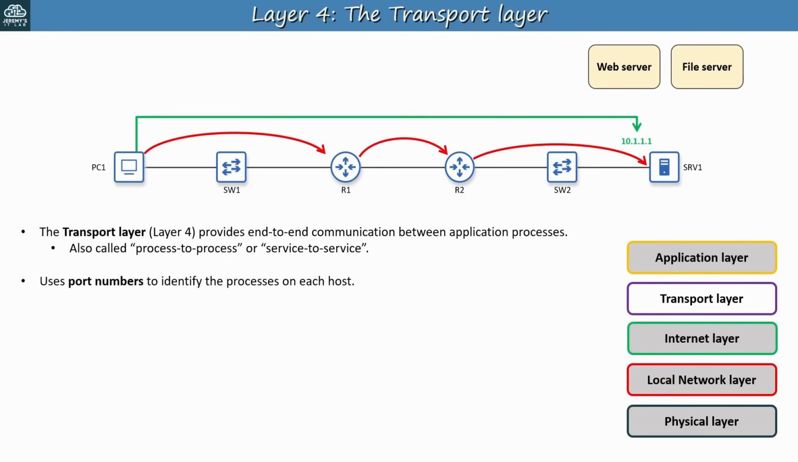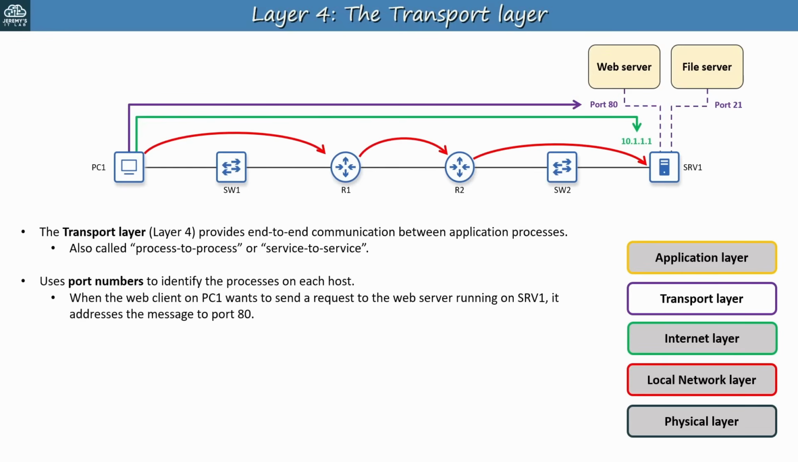This layer uses port numbers to identify the processes on each host, such as port 80 for the web server and port 21 for the file server. So when the web client on PC1 wants to send a request to the web server running on server 1, it addresses the message to port 80. And if PC1 wanted to access the file server instead, it would address its message to port 21. The transport layer allows hosts to differentiate between these different streams of data.